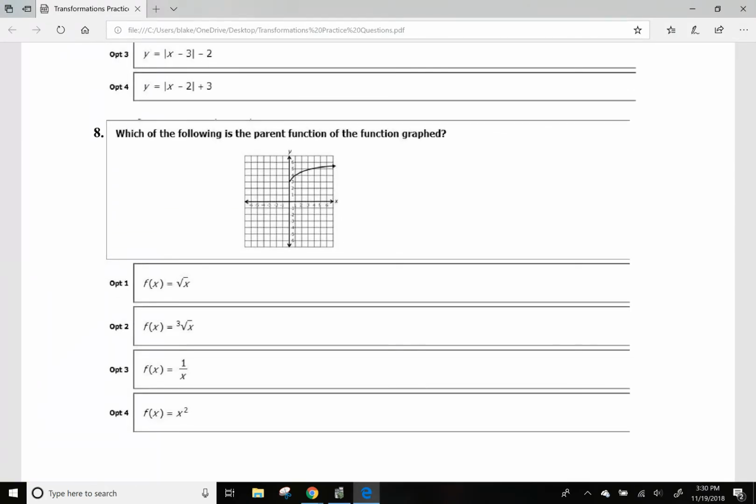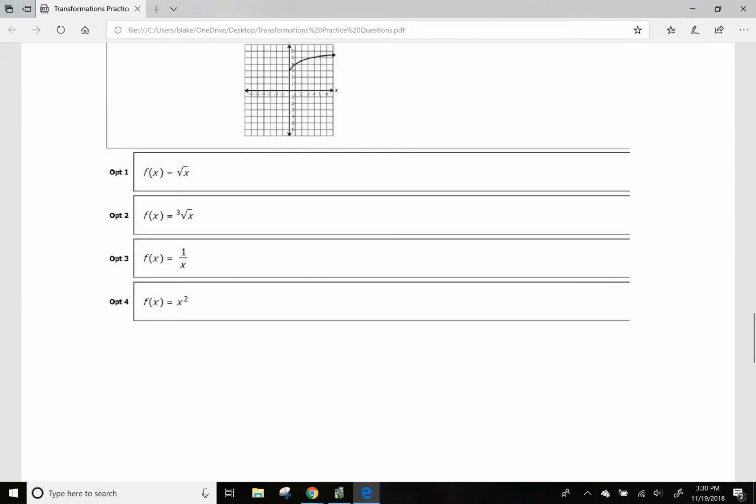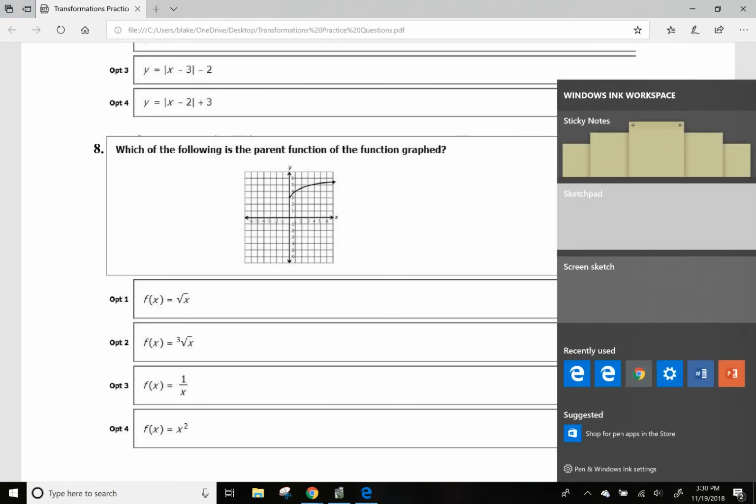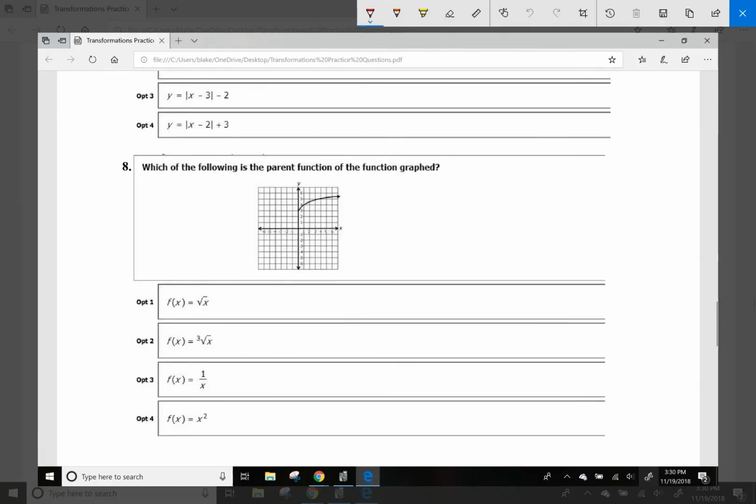If it doesn't, please go watch the graphing video for sure. So which of the following is a parent function of the graph? Well, you just need to note what function takes this shape. Let me remind you what some of these look like. We're looking at which function takes this arching shape. Option 1 is a square root function, and a square root function, if you graph it in the calculator, will give you an arching shape. So it's probably option 1.